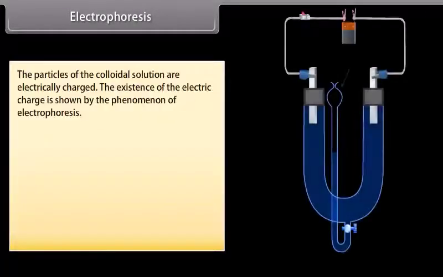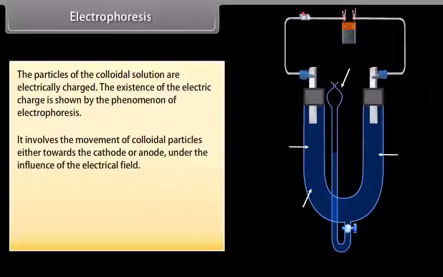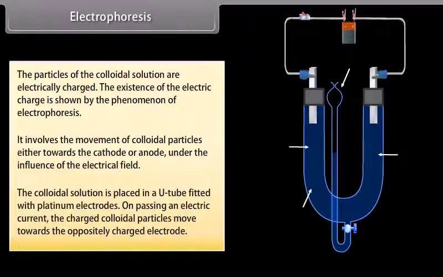Electrophoresis. The particles of the colloidal solution are electrically charged. The existence of the electric charge is shown by the phenomenon of electrophoresis. It involves the movement of colloidal particles either towards the cathode or anode under the influence of an electric field. The colloidal solution is placed in a U-tube fitted with platinum electrodes. On passing an electric current, the charged colloidal particles move towards the oppositely charged electrode.